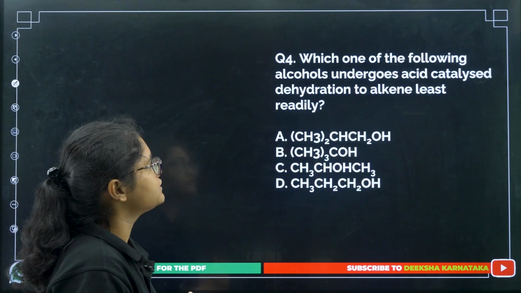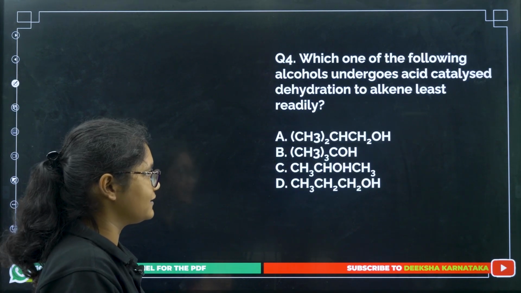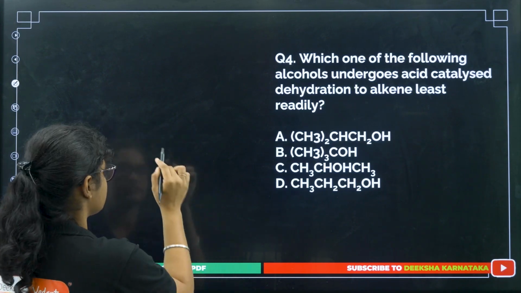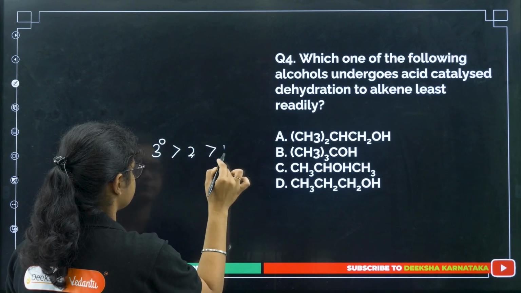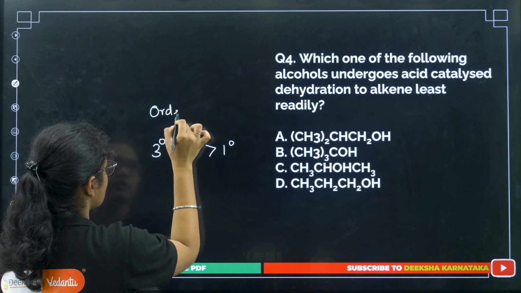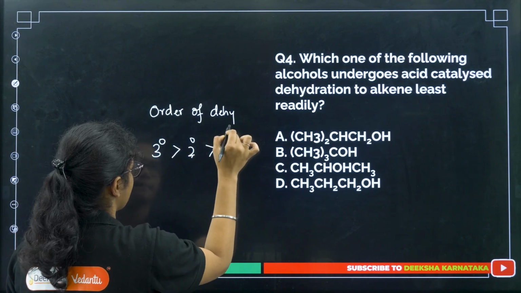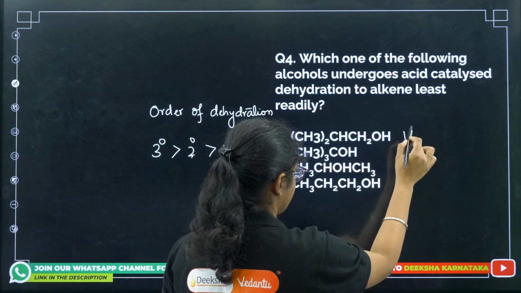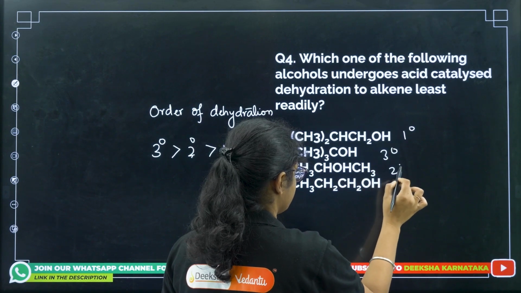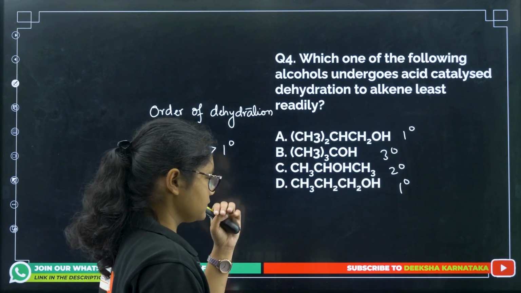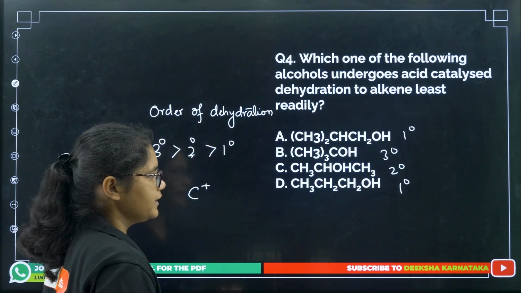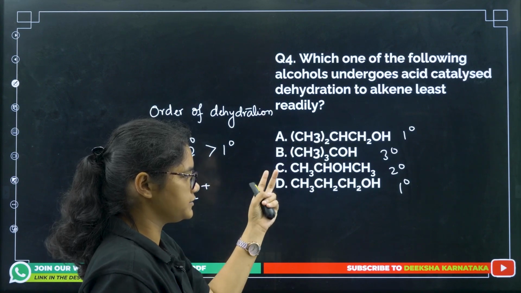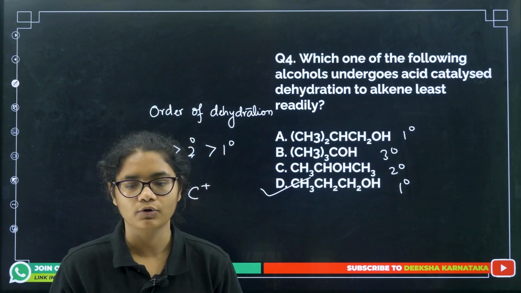Next, which one of the following alcohols undergoes acid catalyzed dehydration to alkene least readily? When we discussed this chapter, I told you the order of dehydration: 3 degree, 2 degree and then 1 degree. Now if you see here, this is 1 degree alcohol, this is 3 degree alcohol, this is 2 degree alcohol, and this is 1 degree alcohol. But here it depends on the formation of carbocation, right? Here the carbocation will be more stable because we have a tertiary carbon with 2 CH3 groups attached. That is why the least reactivity will be for option number D.